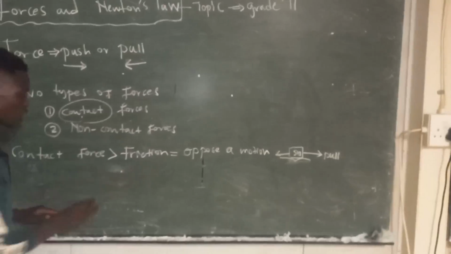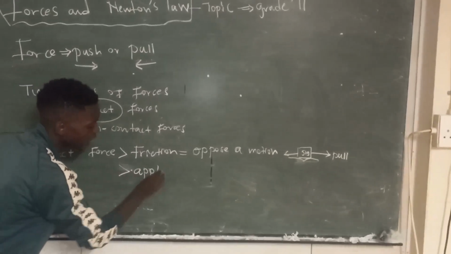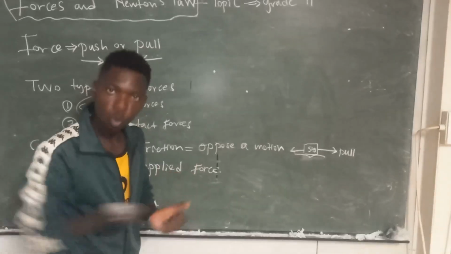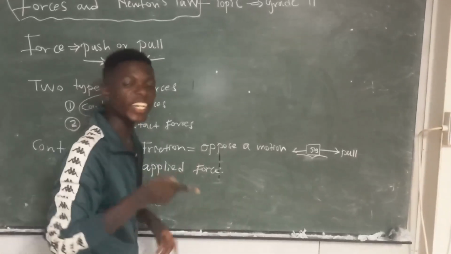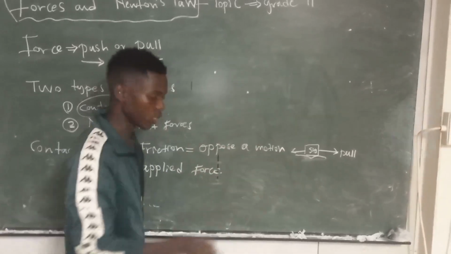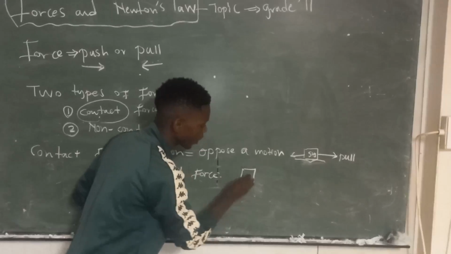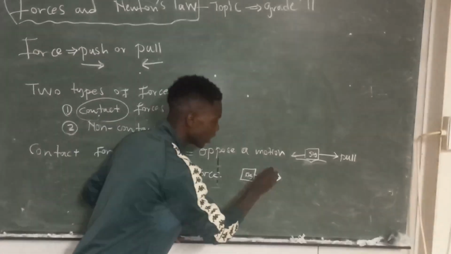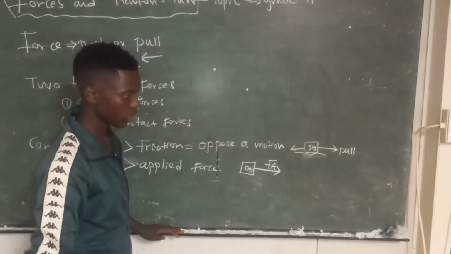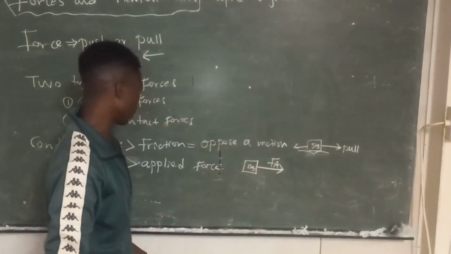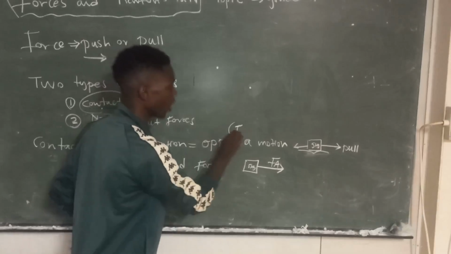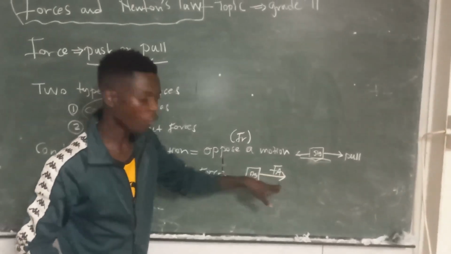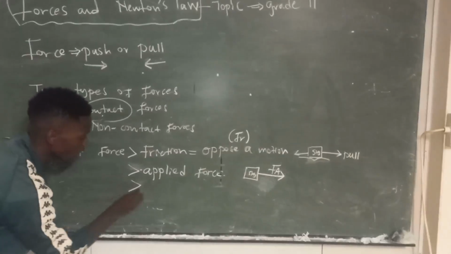It's a friction force. We also have applied force. This is a force that pushes or pulls in the direction where the net force is going. So if here is a 5 kg block and it is being pulled to the right, this will be our applied force. We represent it by Fa. Our friction is represented by Fr. So this is F applied. It goes in the direction of the motion.